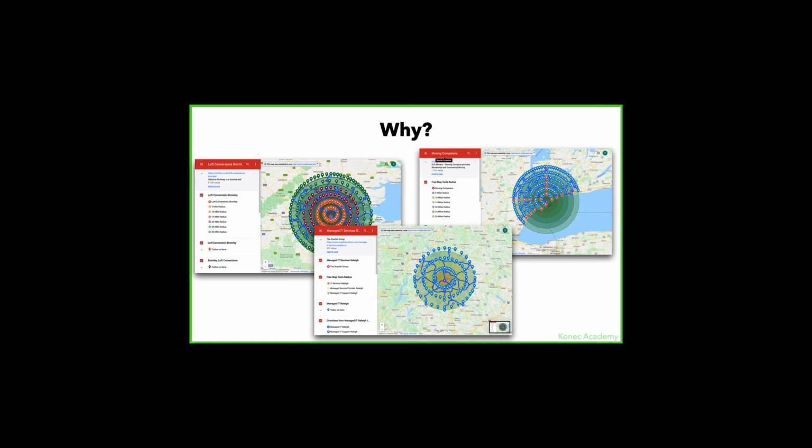So at the end of the day, these custom maps with driving directions help Google understand to which extent your business is willing to travel to your customer's location to provide them with your services.